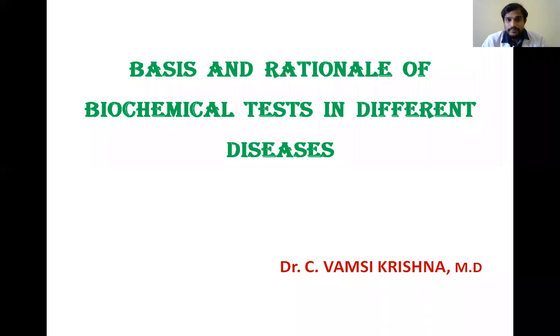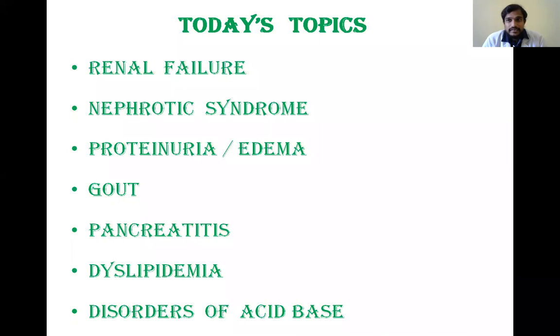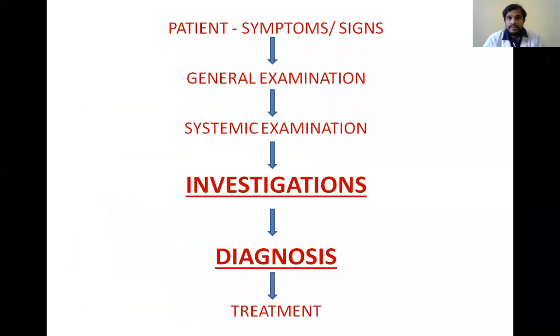Hope everyone is comfortable. So today we are going to see the basis and rationale of biochemical tests in different diseases, the continuation of the previous session. Today we are going to see renal failure, nephrotic syndrome, proteinuria, edema, gout, pancreatitis, dyslipidemia and disorders of acid-base balance. So we know a patient comes with symptoms, we'll do the general examination and systemic examination and we'll come to a provisional diagnosis. We'll send the patient for investigations and we'll come to the final diagnosis and we'll give the treatment.